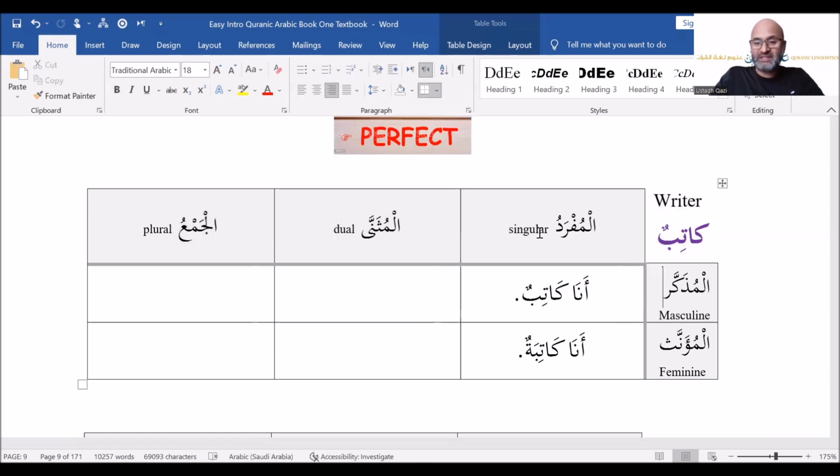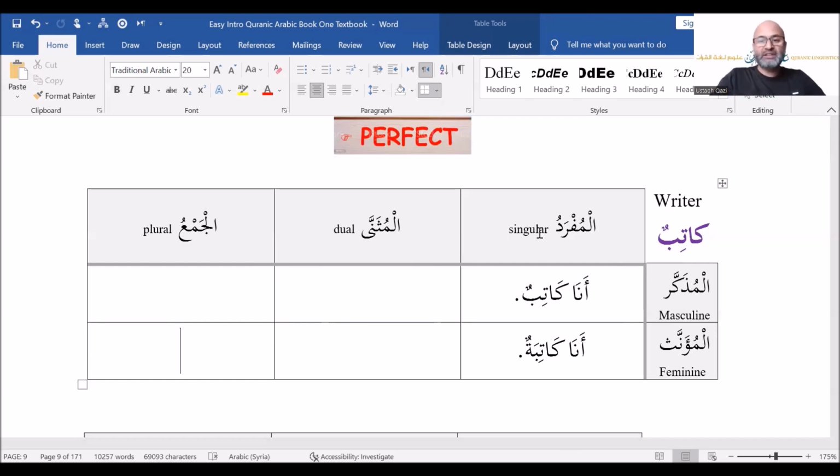So for practice, you will take the word katibun, which means writer, and complete this table for the dual. So you would say nahnu katibani, and be sure to put full tashkil. And you would say nahnu katibatani. And then here you would say nahnu katibuna, nahnu katibatun. And you can find the answers online.